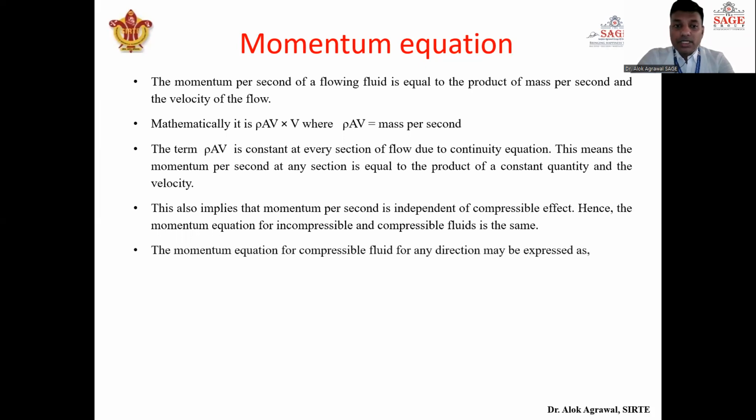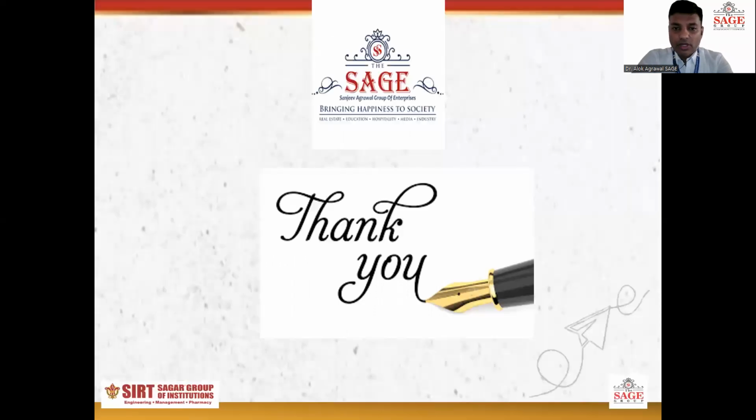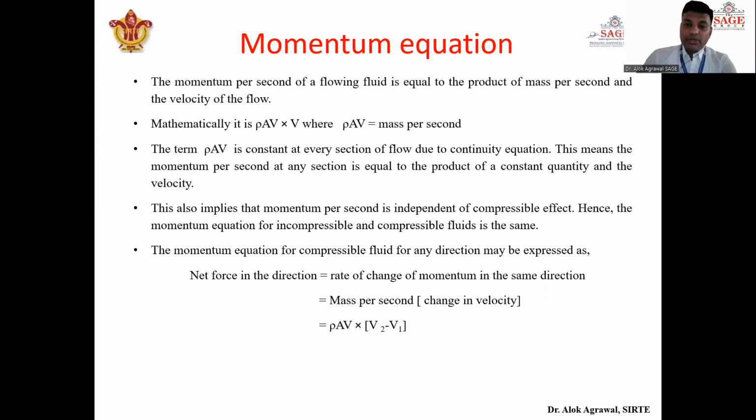Okay. Now the momentum equation for compressible flow for any direction can be expressed as: net force in the direction will be equal to the rate of change of momentum as per Newton's second law of motion. So rate of change of momentum is equal to mass per second into change in velocity. Mass flow per second is rho into A into V, we have seen, and change in velocity is final velocity minus initial velocity, that is V2 minus V1. Okay, so this is our momentum equation for compressible flow, and it is independent of the density variation, because rho when combined with area into velocity gives a constant quantity. So it will be like that.